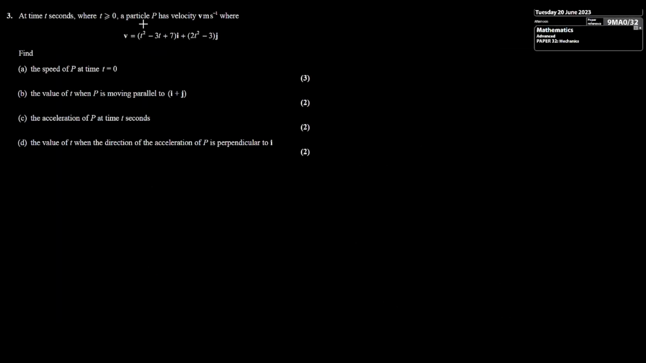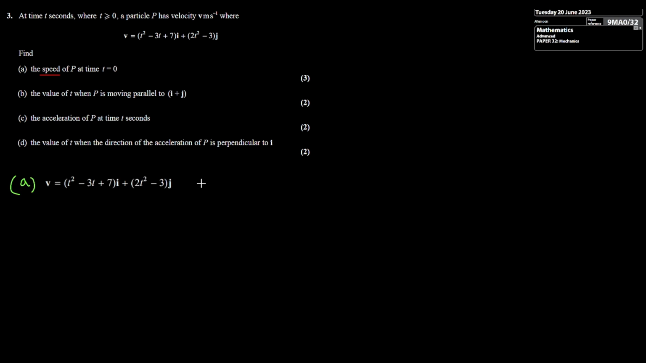So we've got a particle now moving and we've been given its velocity, and you can see that the velocity is time dependent. So the velocity is constantly varying as the value of t varies. And as you can see, t is clocking up from 0. And in part A, we've been asked to find the speed, that's an important word, at time t equals 0. So here is the speed.